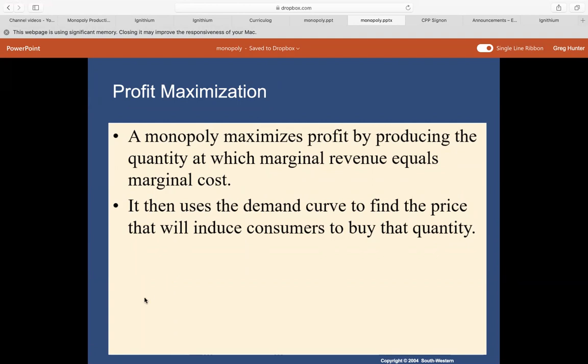And then there's a second piece: once it finds the quantity, it has to go up to the demand curve to find the price where consumers will demand that quantity. So it's different than the previous types of equilibrium that we looked at.